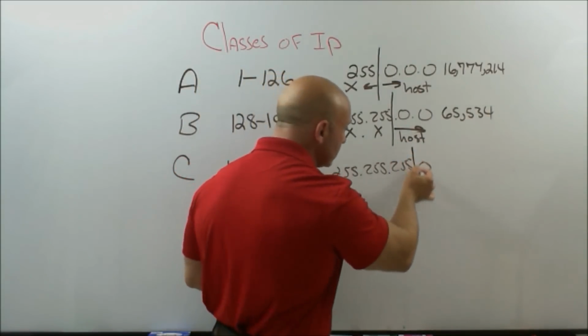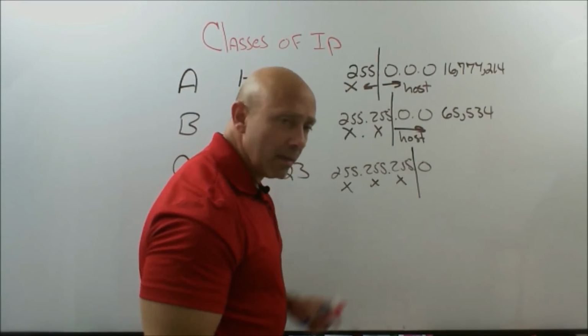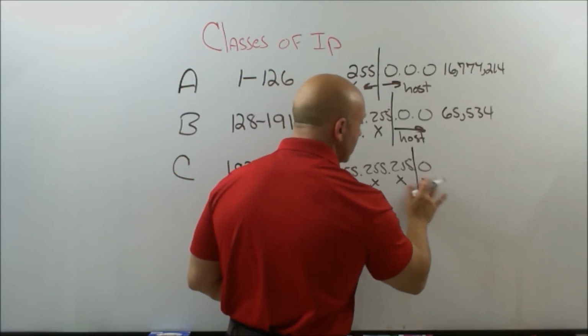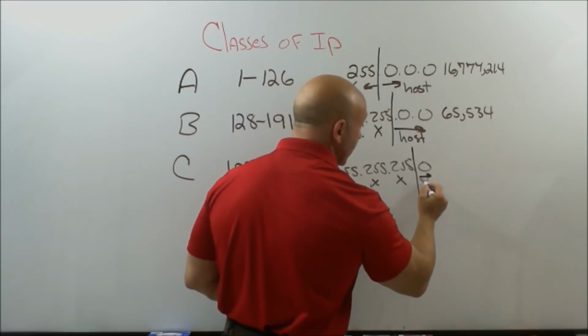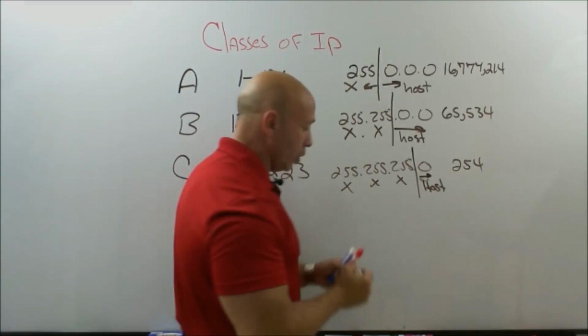And a C, hey, right here, this is your boundary, buddy. You can't go beyond that. So what do you have for host? Just this octet right here. For host, how many do you have? 254 hosts. That's it.